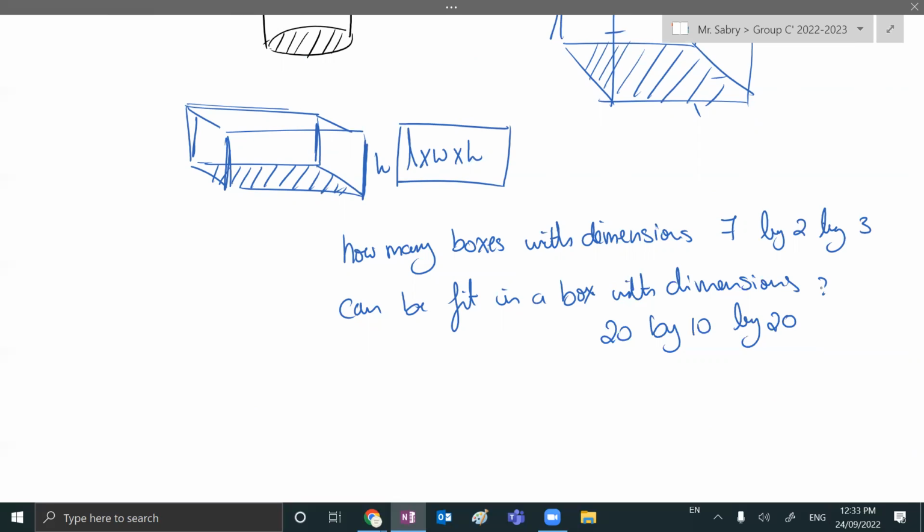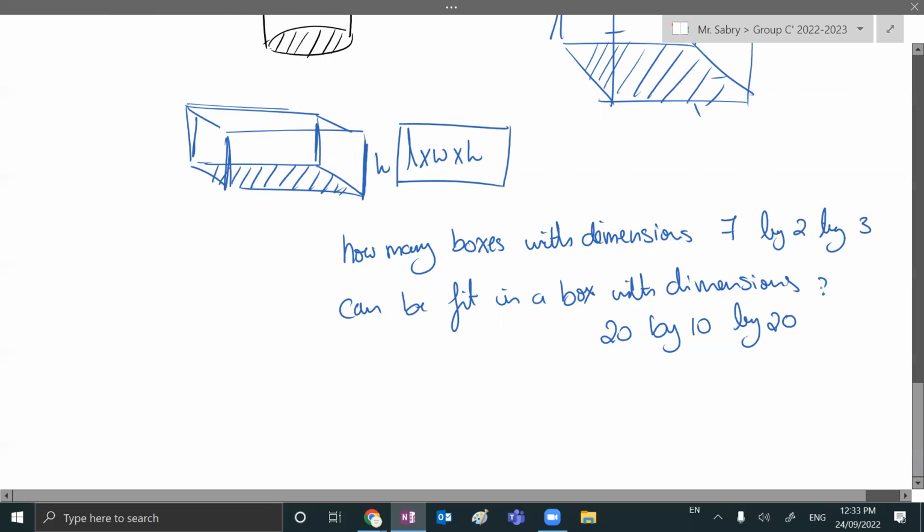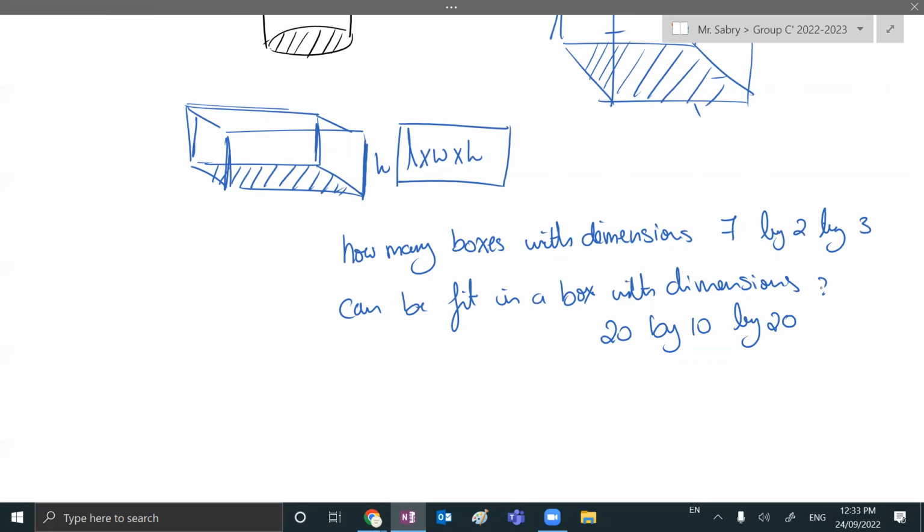So what we need is mainly to find the volume of the bigger shape and the volume of the smaller shape and divide them by each other. So if I want to know how many small boxes can fit into a big box, get the volume of the big box and divide it by the volume of the smaller box. That's how you know how many boxes of this small one can fit into the bigger one.